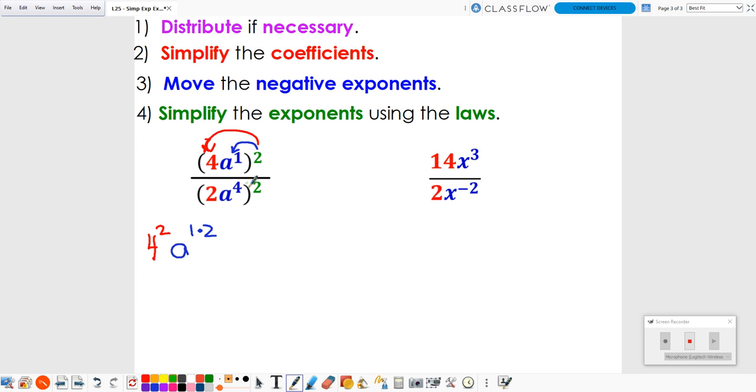We're going to do the same thing on the bottom here. This power of 2 is going to apply to the 2, so 2 to the power of 2. And then this a to the 4th down on the bottom is also going to be raised to the power of 2.